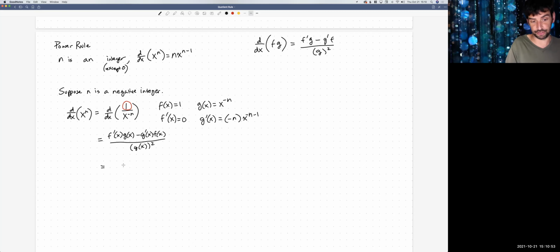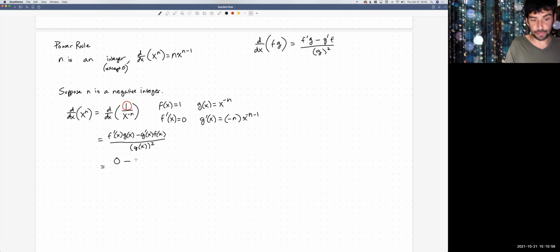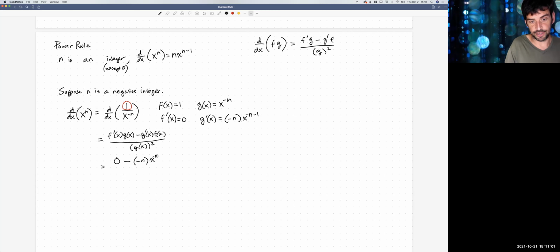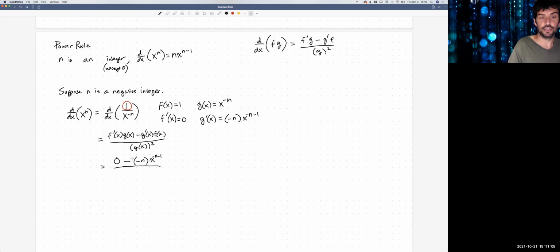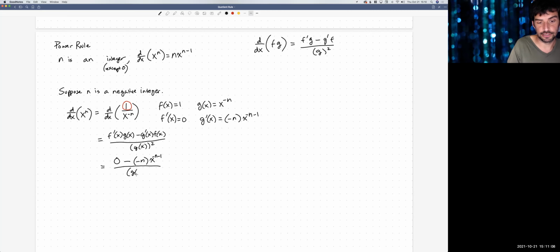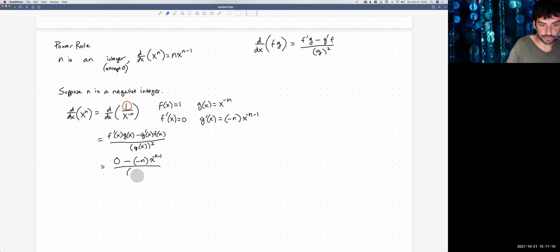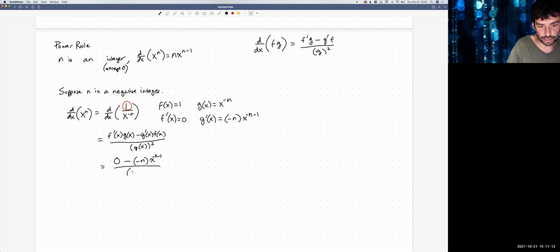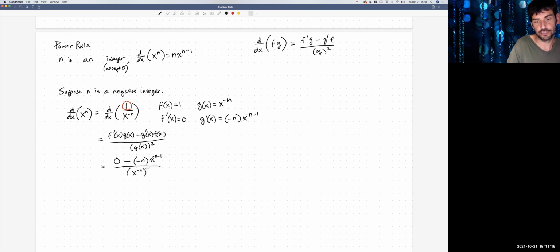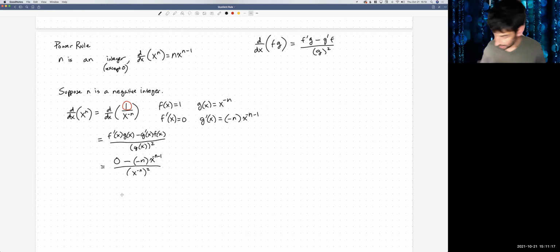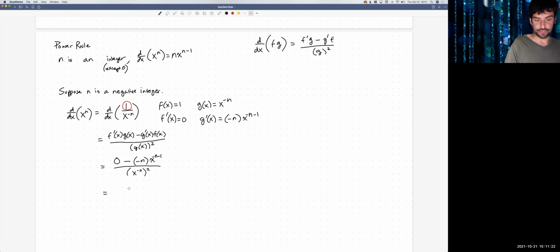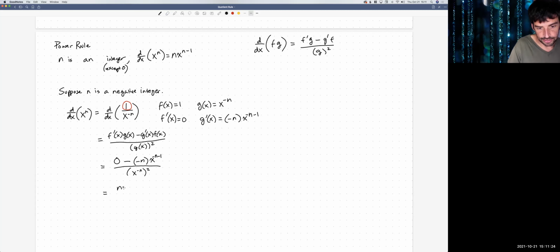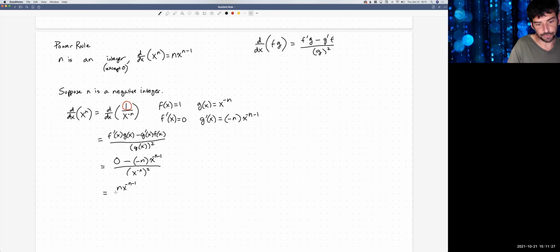That first term is just a 0. G prime is negative n x to the negative n minus 1, times 1, so I don't need to write it. And in the denominator, we get g of x. Oops, let's write what g of x is. We get x to the negative n, squared. All right, let's do a little bit of simplifying. We got a negative and a negative, so we'll have n x to the negative n minus 1.